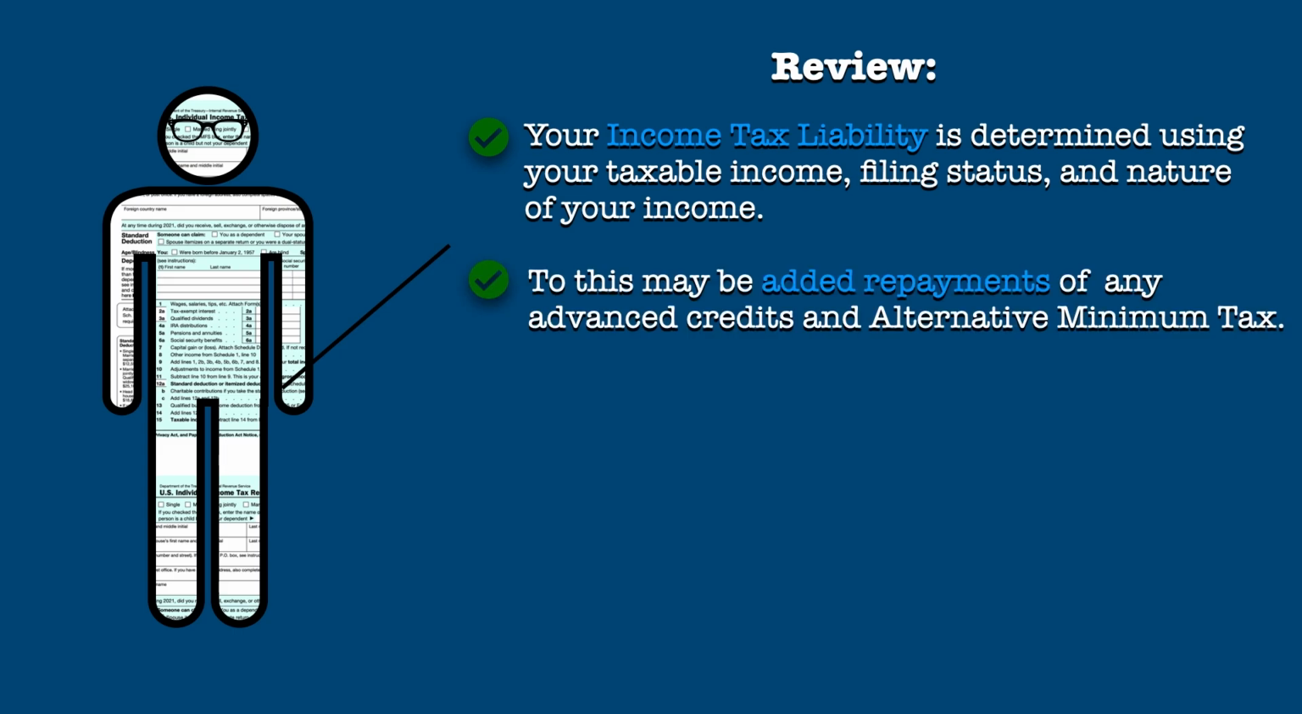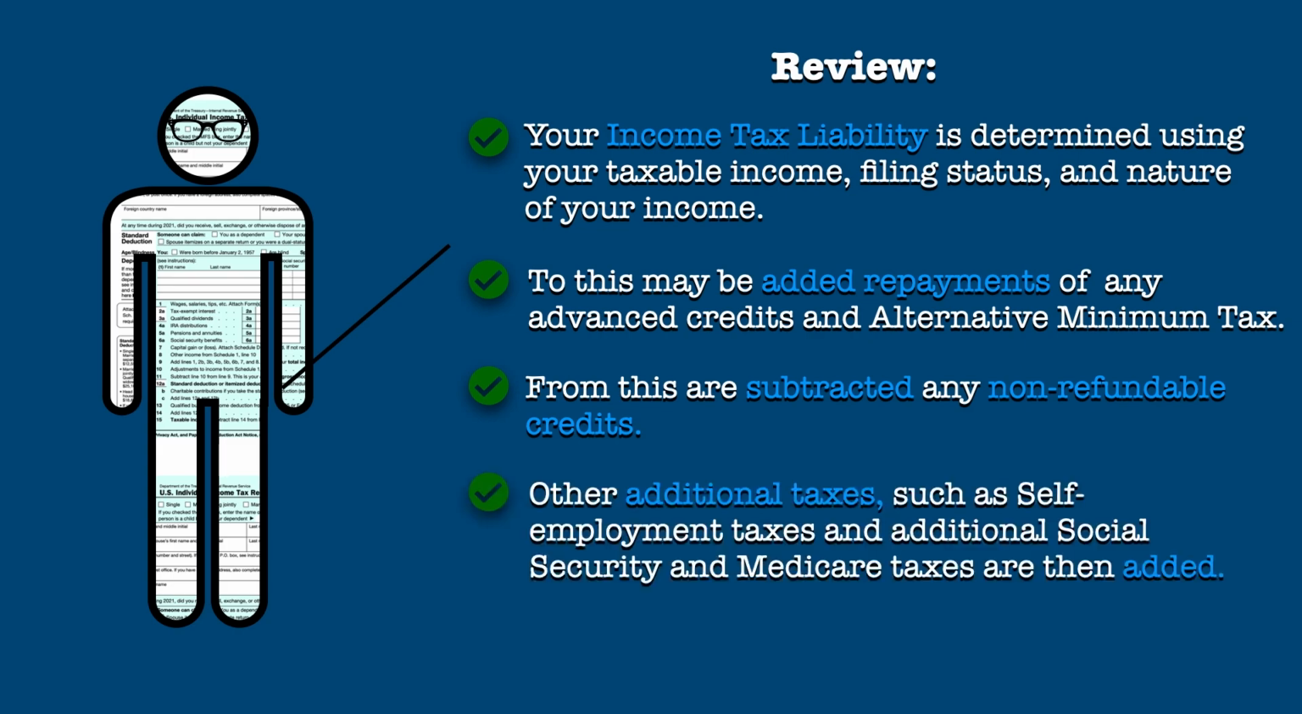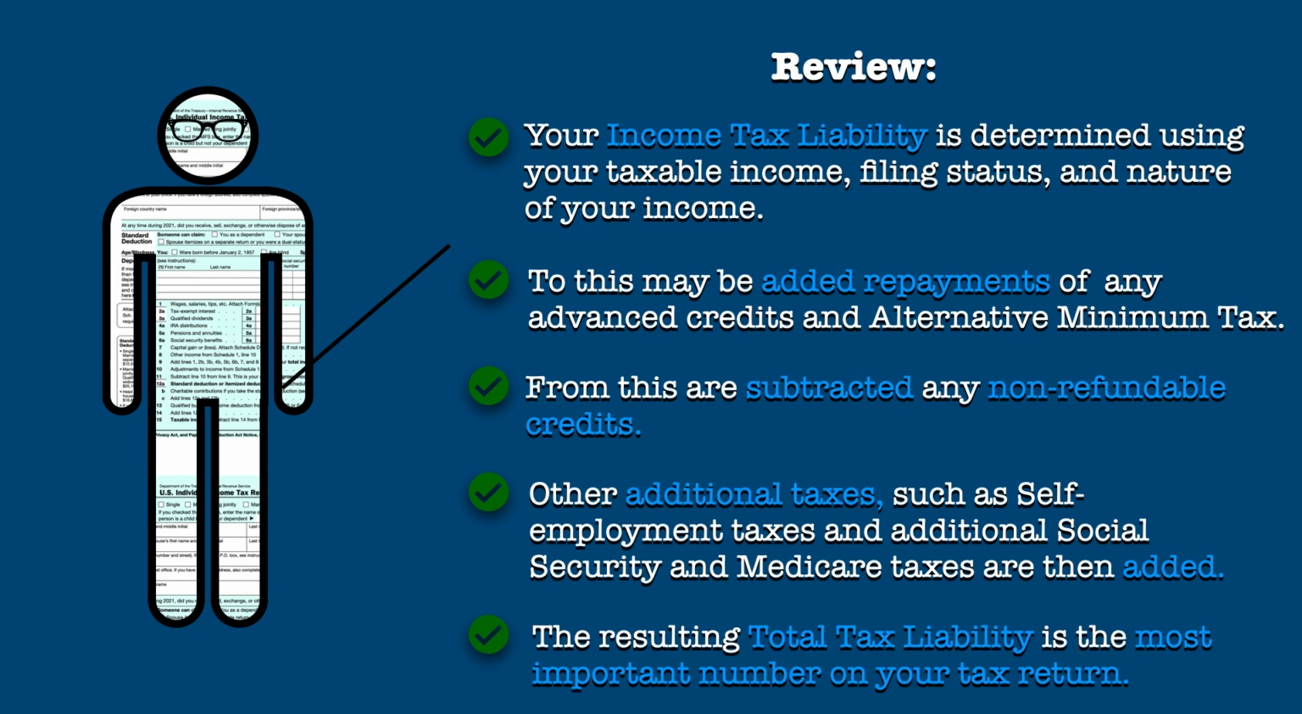To review, your income tax liability is determined using your taxable income, filing status, and nature of your income. To this may be added repayments of advance credits and alternative minimum tax. From this are subtracted any non-refundable tax credits. Other additional taxes, such as self-employment taxes and additional Social Security and Medicare taxes, are then added. The resulting total tax liability is the most important number on your tax return. The lower this number is, the less tax you're paying.